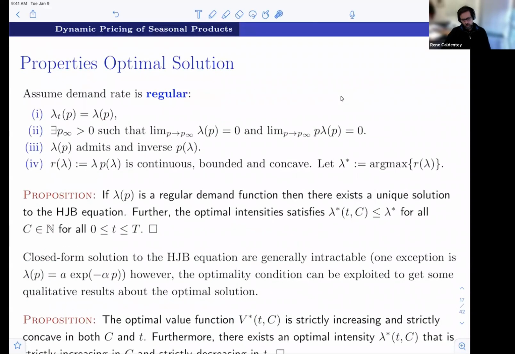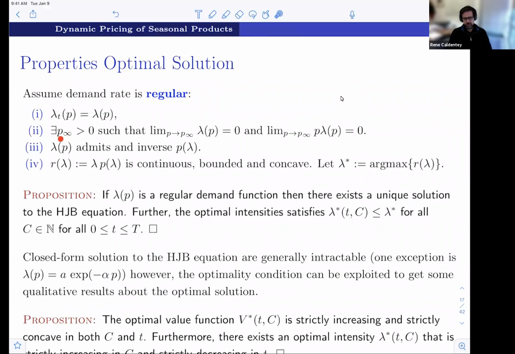All right. So what can we say about that dynamic programming solution, right? So people make this assumption. Again, it's a very common assumption. It's regular. It's not particularly restricted, I would say. So the first one that we're going to make is that this demand process is stationary. So that's the first thing. Both the arrival process and the willingness to pay of the population are stationary, so they don't depend on time.